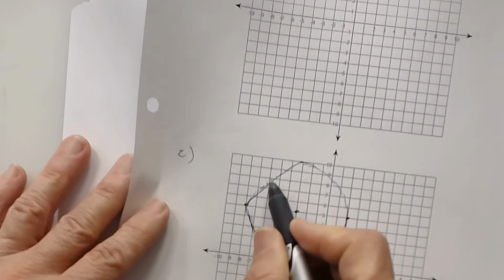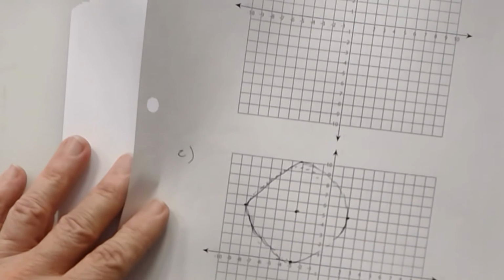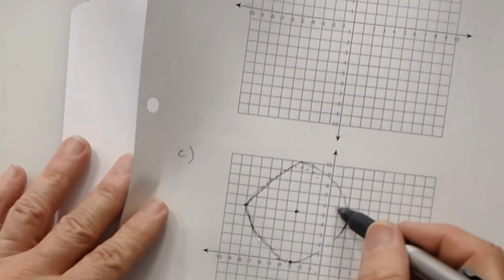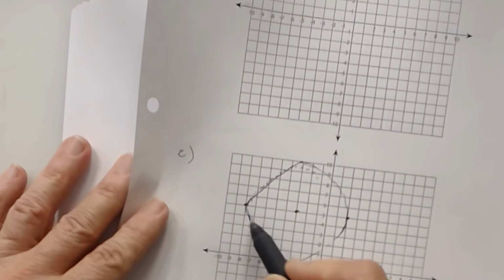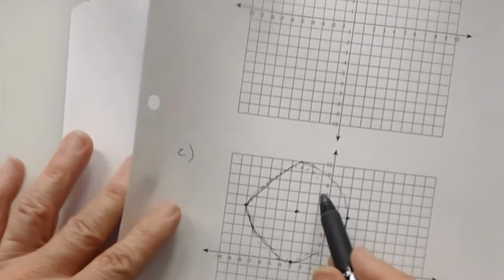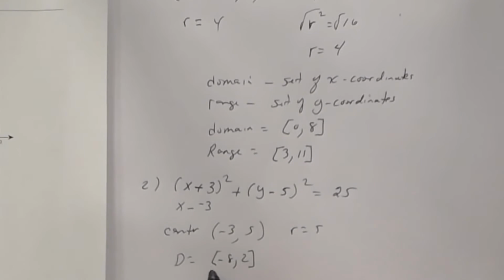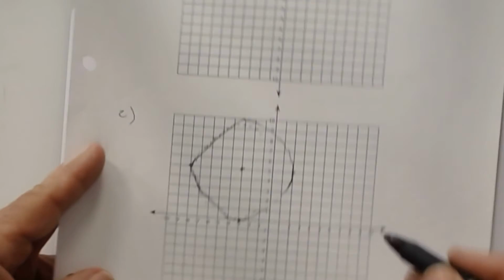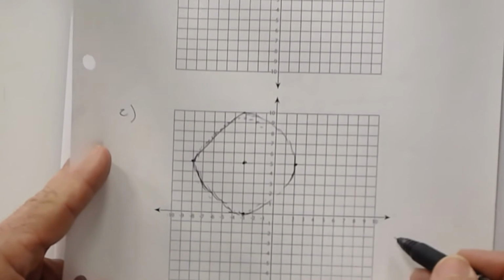Every point, if you look at all these points, all the x coordinates, will any of these x coordinates ever be 10? No. Because you just told me that my x coordinates are going to be between what two numbers? Negative 8 and 2. It can't be 10 because here's 10. Your graph never goes that far, right?